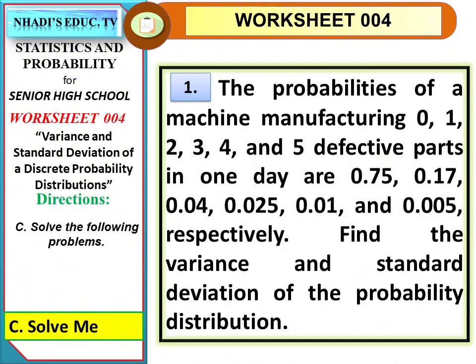On letter C, solve me. Directions, solve the following problems. Number 1, the probabilities of a machine manufacturing 0, 1, 2, 3, 4, and 5 defective parts in one day are 0.75, 0.17, 0.04, 0.025, 0.01, and 0.005 respectively. Find the variance and standard deviation of the probability distribution.